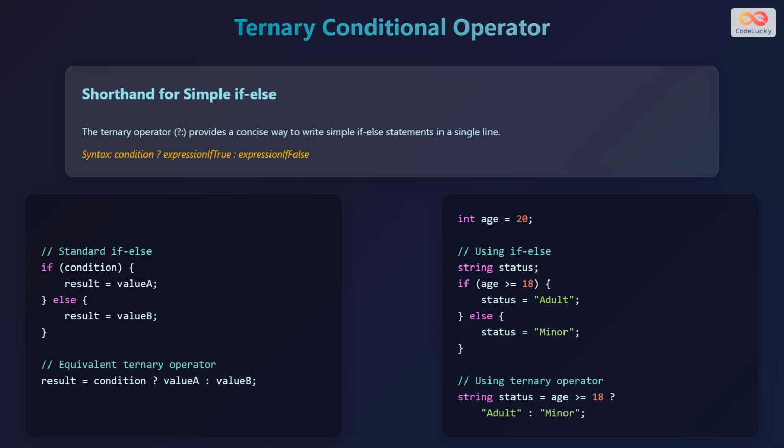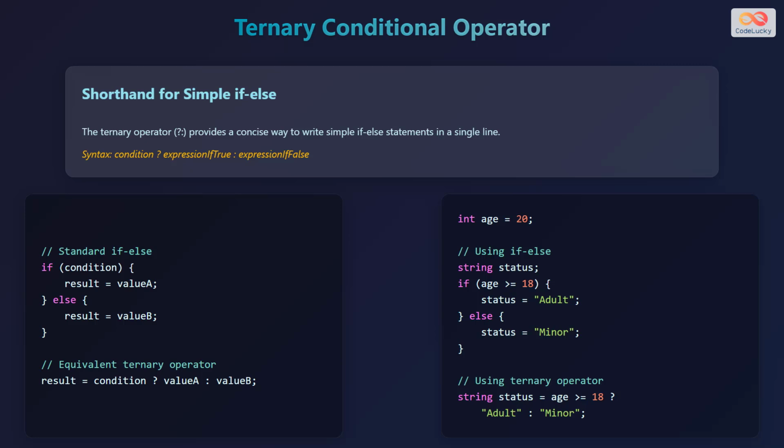Now let's discuss the ternary conditional operator. The ternary operator, written as a question mark followed by a colon, provides a concise way to write simple if-else statements in a single line. It is shorthand for a basic conditional assignment. The syntax is as follows: condition, question mark, expression if true, colon, and expression if false.